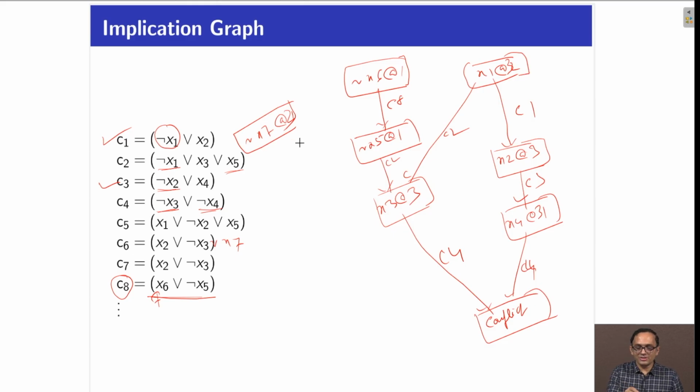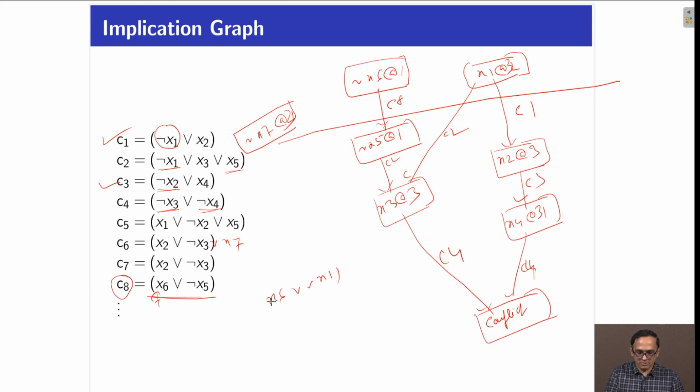So, what I will try to see is what I learn from this. What I learn is that one of the decisions at least has to be opposite, otherwise I will always come back to this. If my x6 equals false and x1 equals true, I will always reach this conflict.